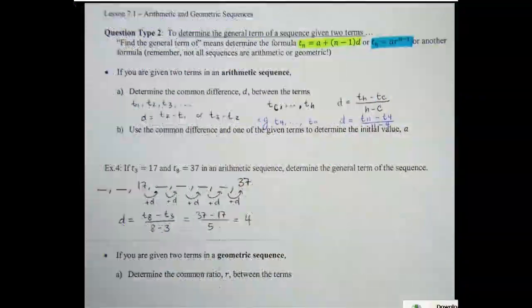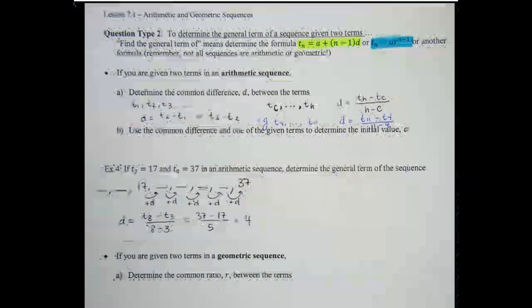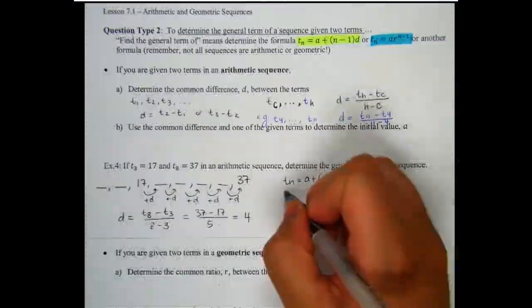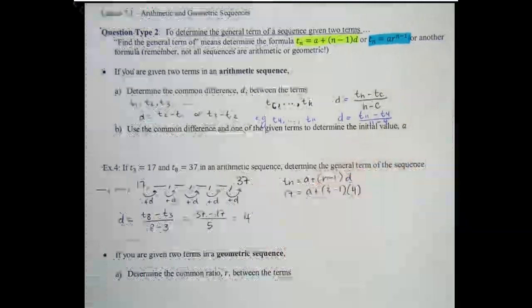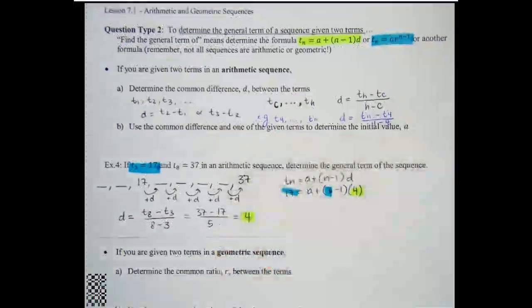Alright, my apologies for not being able to finish up the example in the previous video, but here we go. So we found the common difference to be 4, and now we just need to use the general term of the arithmetic sequence formula. I'll plug in 17 and 3 for n, and the common difference, 4, we just found that out. So this 17 and that 3 comes from the 3rd term being 17. And this common difference 4, well, we just found that out.